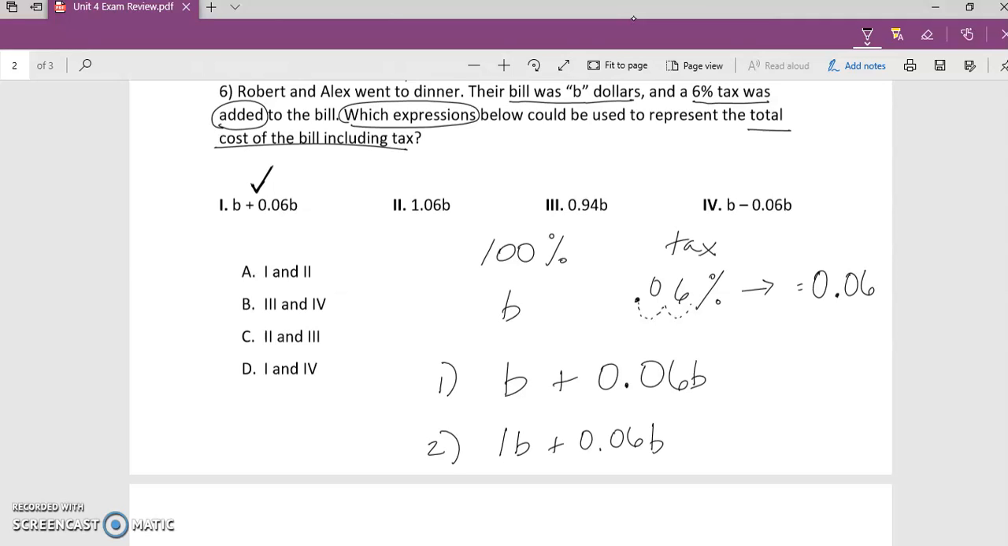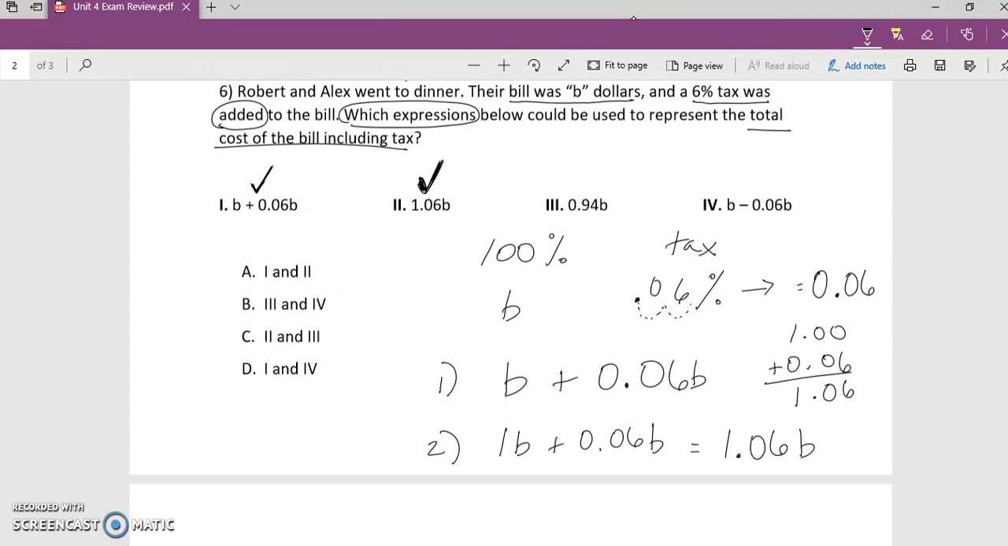Another way that I can write it is when I have B, that's the same as 1B plus 0.06B. So what's 1 plus 0.06? That's 6. 0 plus 0 is 0. 1 plus 0 is 1. That would make it equal to 1.06B. So okay, that's number 2. So those are my 2 correct answers so far.